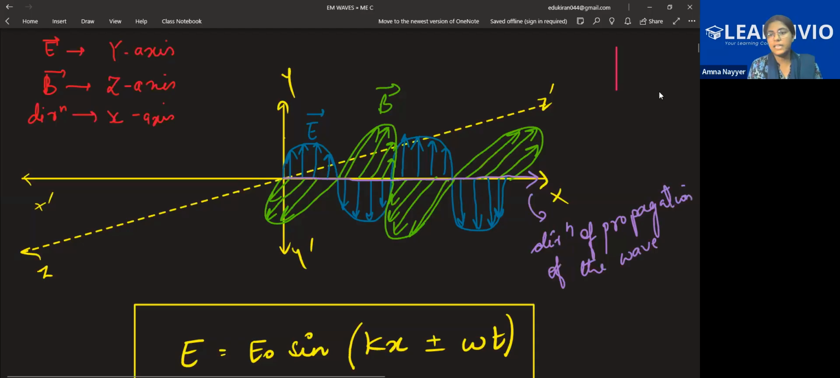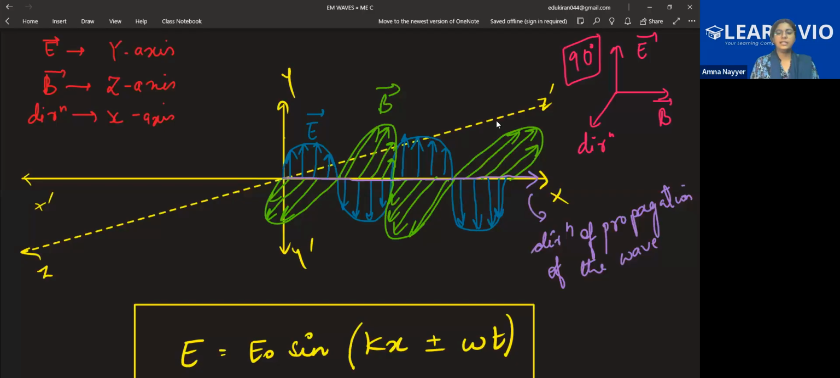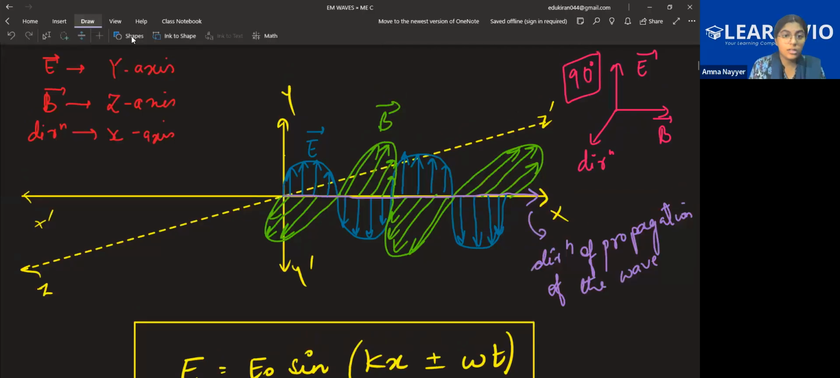Look, the electric field, the magnetic field, and the direction of propagation, all of these are perpendicular to each other. It's a very important point. Three things are present, all at an angle of 90 degrees. Now, coming to this equation.